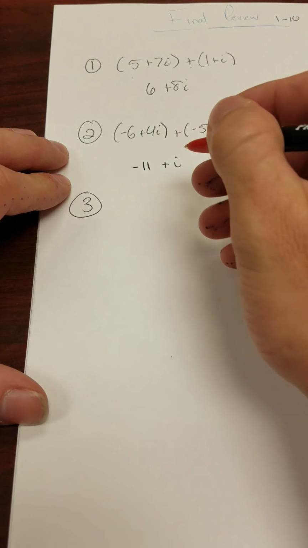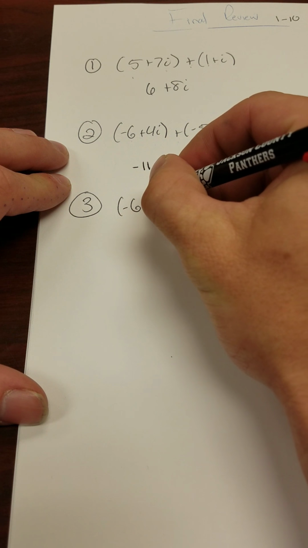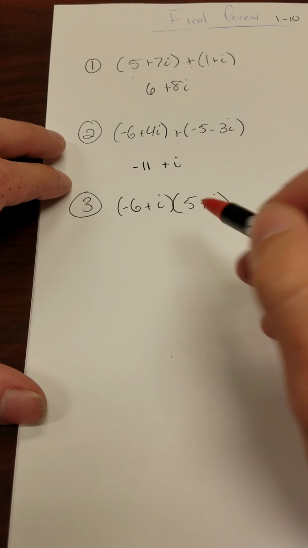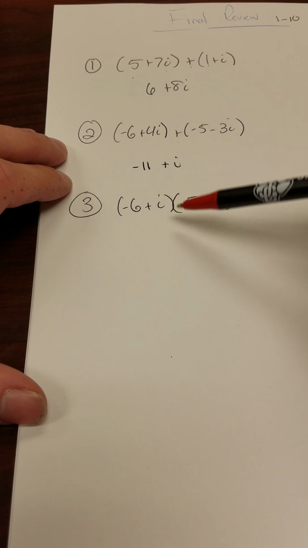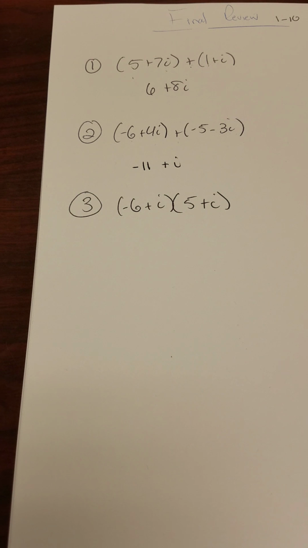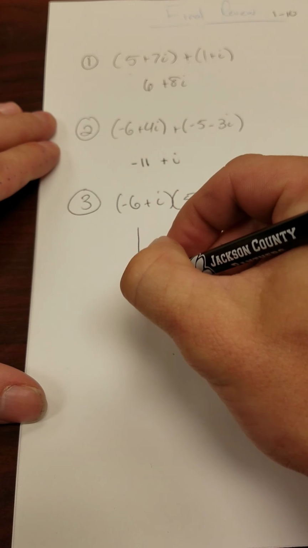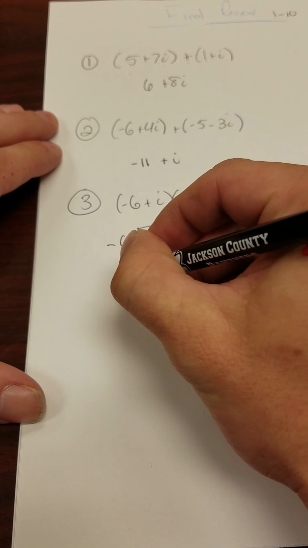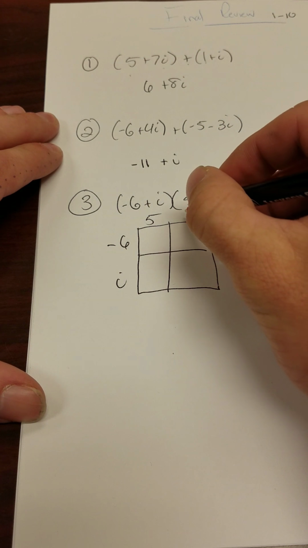Number 3, this is multiplying. The way that you can tell that this problem is multiplying is because there's no sign in between. Up here, there's an adding sign. Right here, there is no sign in between, which means we need to multiply them. We're going to multiply using box method.